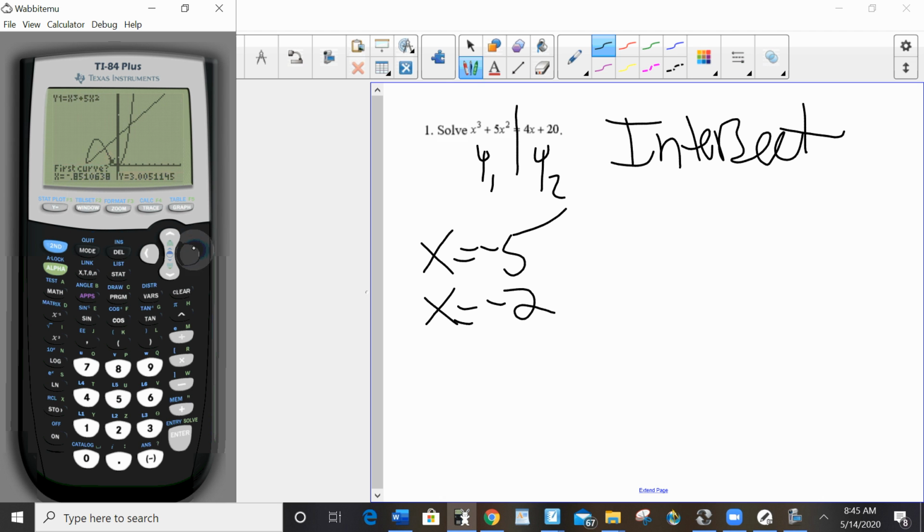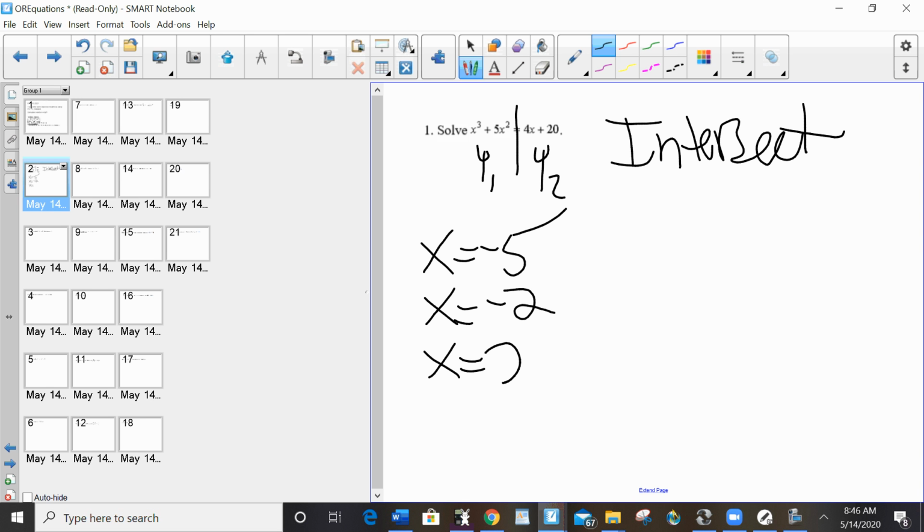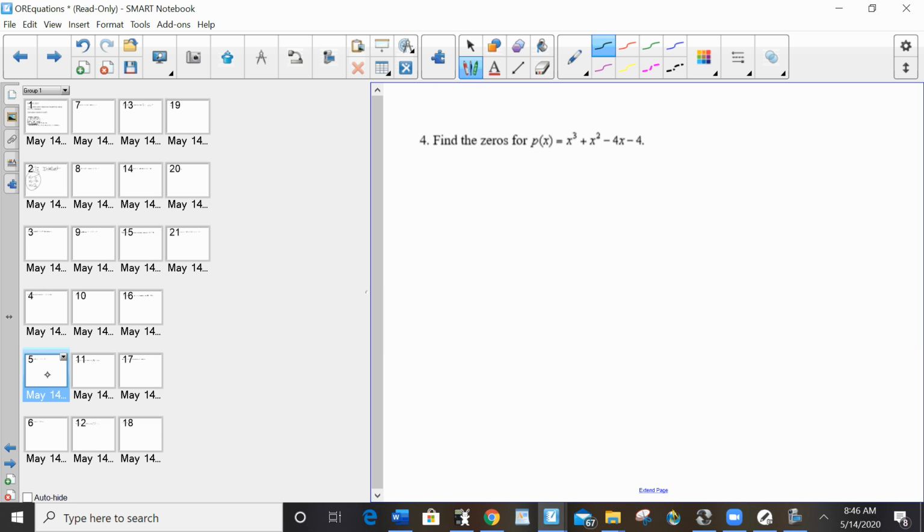So now I move my cursor over to that third intersection point. Enter, enter, enter. X equals 2. That's my answer. X is -5, X is -2, X is 2. There is no way to do this with a strategy by hand. Without the calculator, you'd have to solve the polynomial equation by bringing everything to one side, factoring, setting each factor equal to 0.